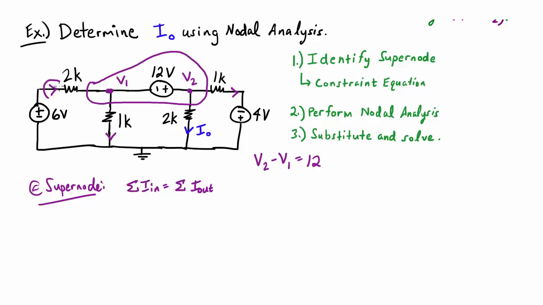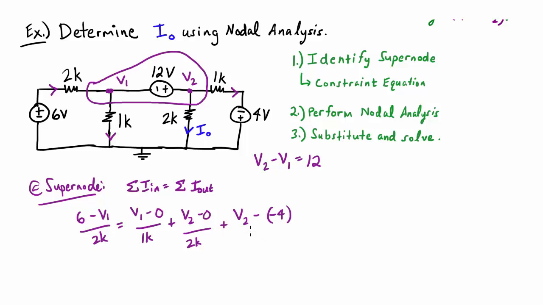So the first current is going to be entering the node over here, so we'll do 6 minus V1 over 2K, and then everything else is leaving the supernode. So over here we have V1 minus 0 over 1K. I/O is going to be V2 minus 0 over 2K. Lastly, we have V2 minus negative 4 over 1K.